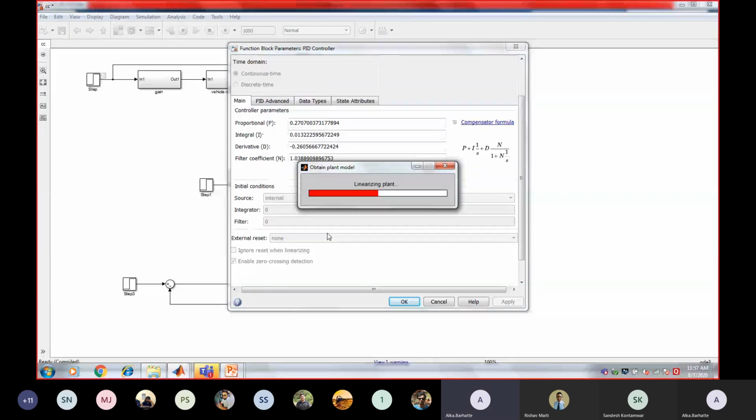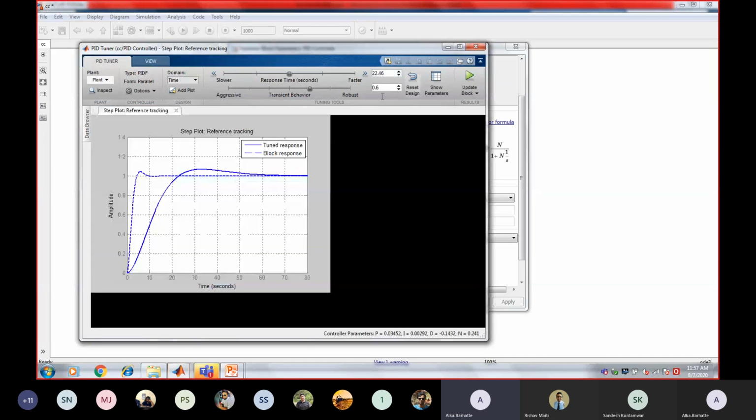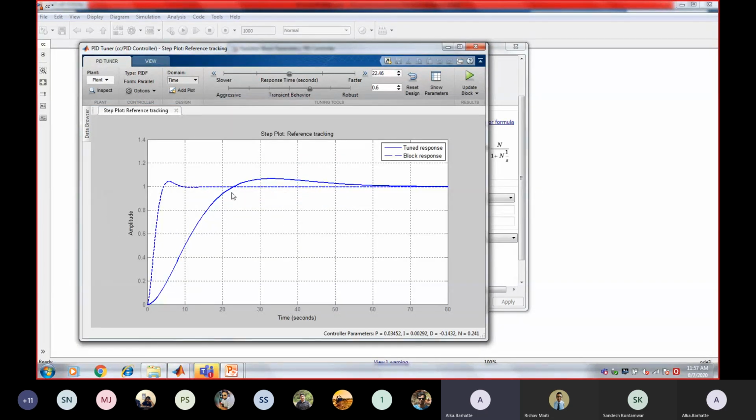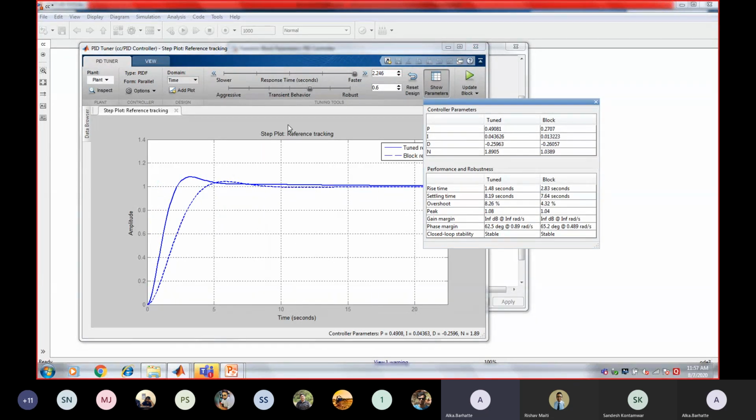See here, the block output is nothing but the output of our system, it represents the response. This is the block response, and this is the tuned one. So this block response is the one which we have previously simulated and tuned. Further, you can tune it, you can further increase the response. So now we have further tuned our system.